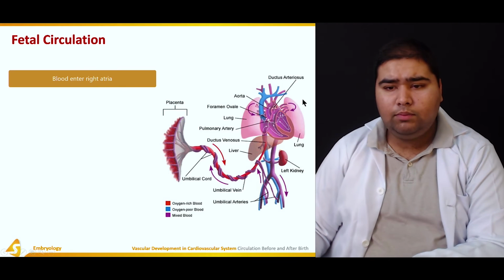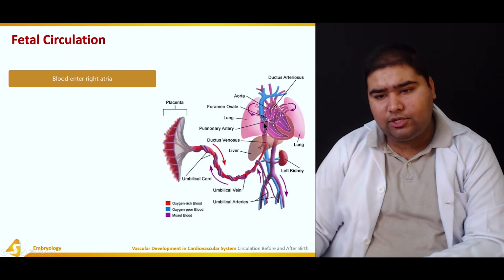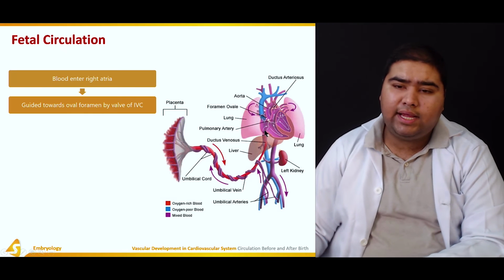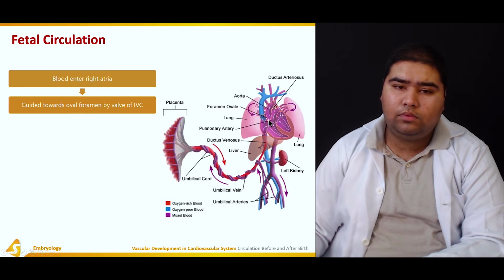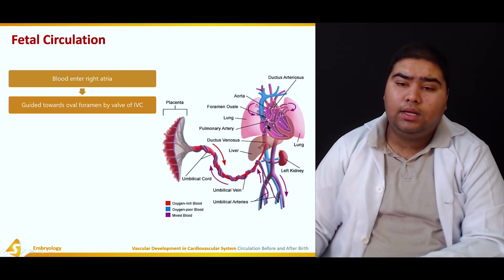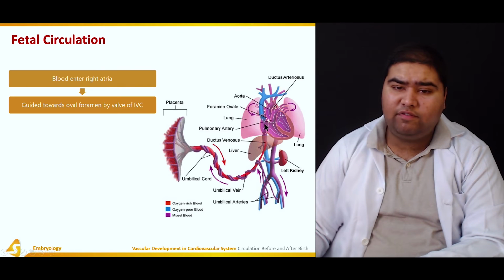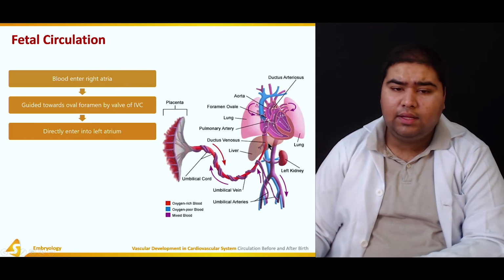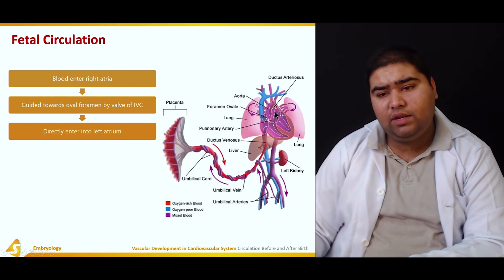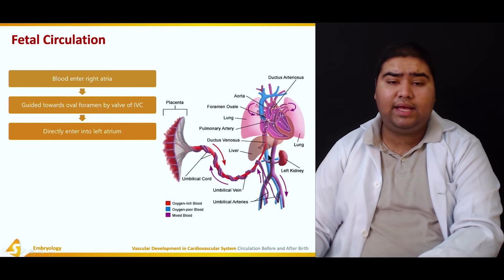So moving on, the blood enters the right atrium. From the right atrium, it is guided towards the oval foramen by the valve of the inferior vena cava. Now it enters directly into the left atrium. This is the area of the left atrium where it is supposed to enter directly.